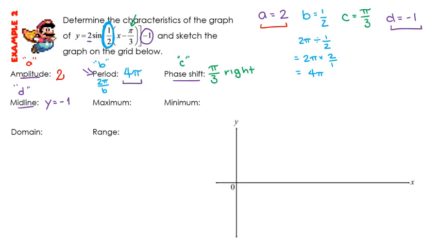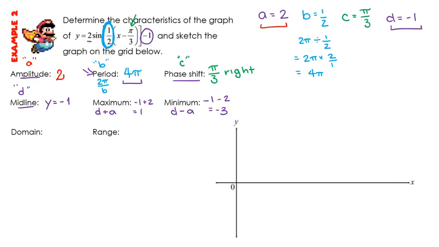Now for the maximum and the minimum, we have formulas for these. The maximum is just your d value plus your a value. So if you started at your midline and then you added your amplitude, that's going to give you your max, which in this case is going to be equal to -1 plus 2. So our maximum is going to be equal to +1. And then our minimum, the formula is going to be our midline minus our amplitude. So if I took -1 and then I subtracted 2, then I get a minimum value of -3. For the domain and range, we'll save those for after we've drawn our graph.